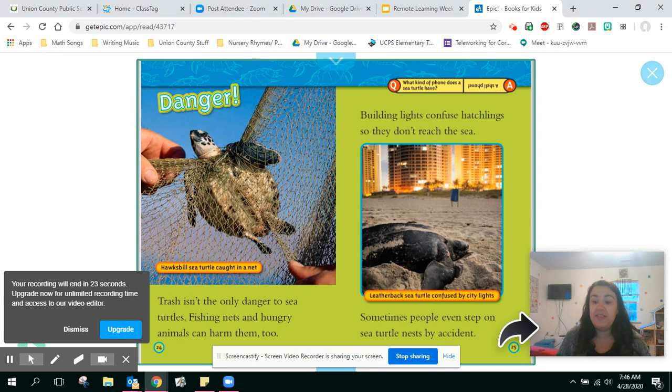Okay, why did they write it? The author wrote this text because they want me to do my part to keep sea turtles safe. No trash on the beach, I can keep my trash. That's one thing I can do. And I can be careful that if I'm fishing, I'm sure to let the sea turtles out of my net. That's wonderful.